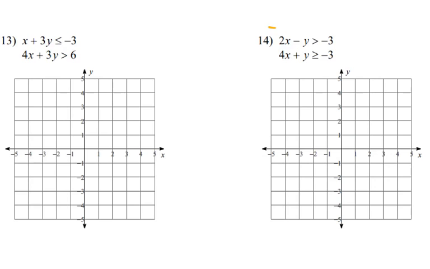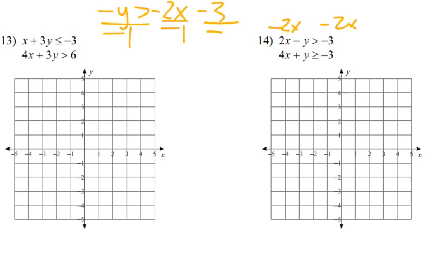Okay, so subtract 2x. Negative y is greater than negative 2x minus 3 when we rewrite it. Divide everything by negative 1. So we get y, we get positive 2x, positive 3, but we change the inequality. So up to 3. Up 2 to the right 1, or down 2 to the left 1. Keep going. No equal to there, so dotted line.